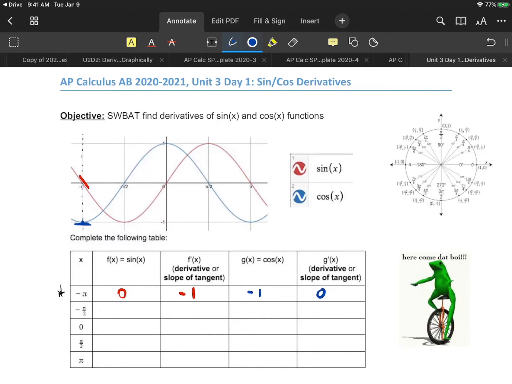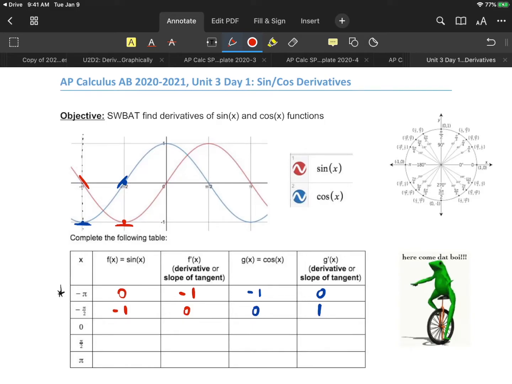We're going to fill out the rest of this table pretty quickly. The sine of negative pi over 2 is -1. The slope of the tangent line is going to be 0. And then for the cosine graph, cosine of negative pi over 2 is 0, and the slope of the tangent line is +1. We're going to start to see a pattern emerge.